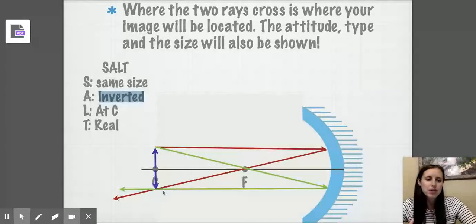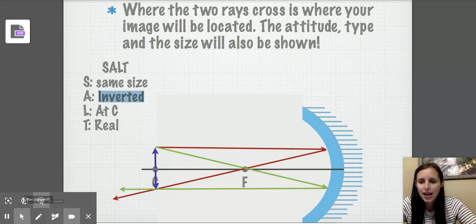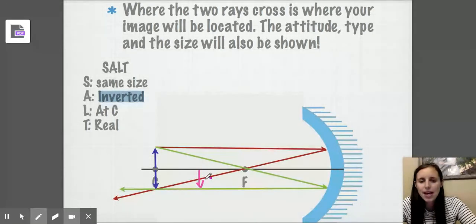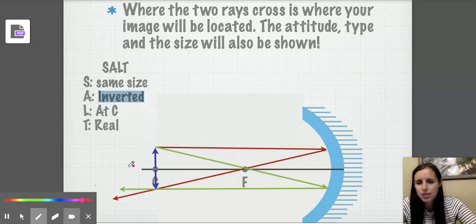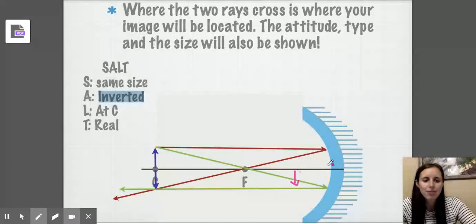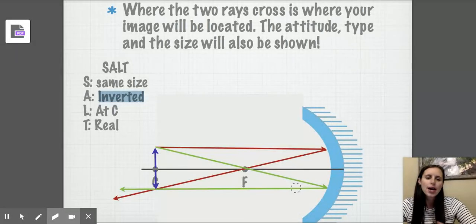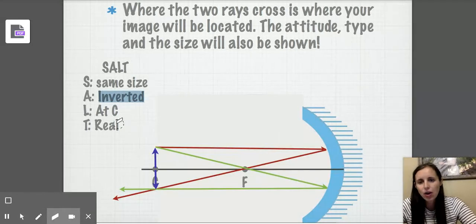For location, I want to be as specific as possible. So this dot, or this line, is exactly at C. So I'm going to go ahead and say at C. If it was here, I would say between C and F. If it was here, I would say beyond C. If it was here, I would say between F and the mirror. So you always want to use C and F and the mirror as reference points to say exactly where your image is located.